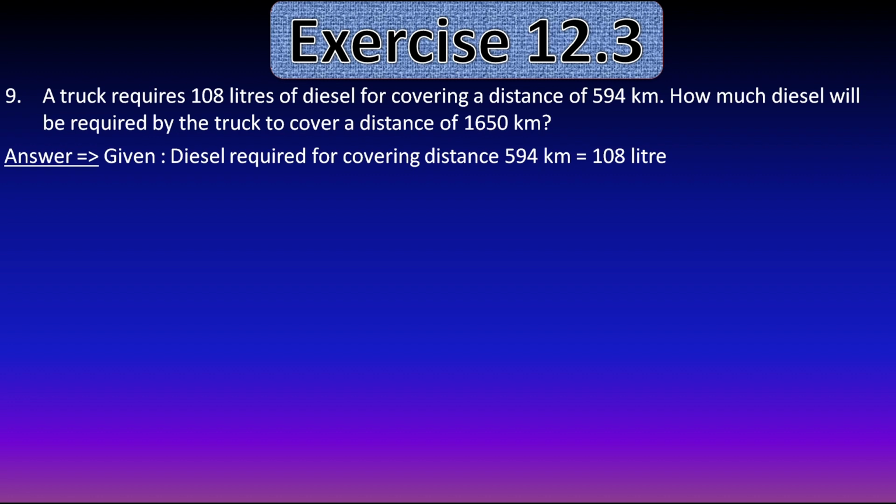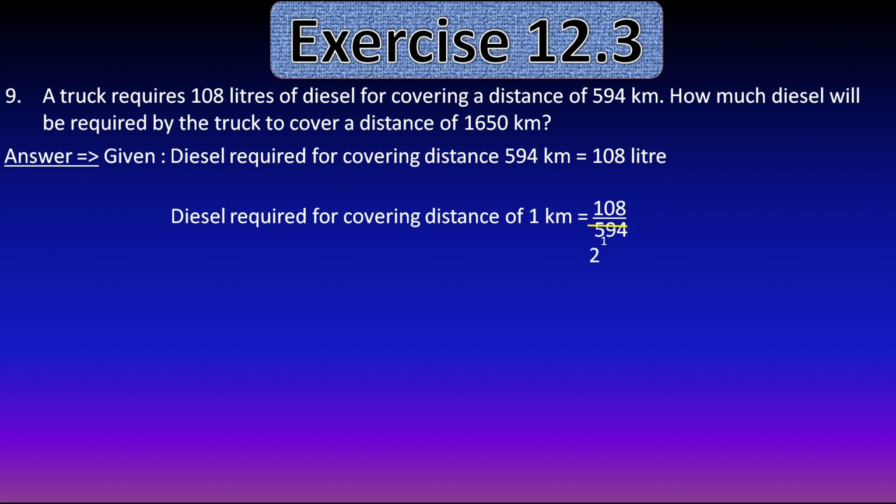Okay. So first of all, we will find it for 1 kilometer. That we can find out by dividing 108 upon 594. Okay. So let's cut it by 2. 2 twos are 4, 1 remain. 2 nines are 18, 1 remain. 2 sevens are 14. Now here 2 fives are 10, 2 fours are 8.